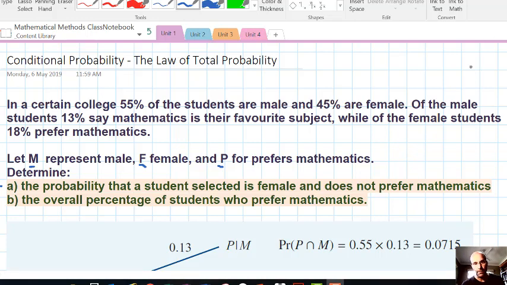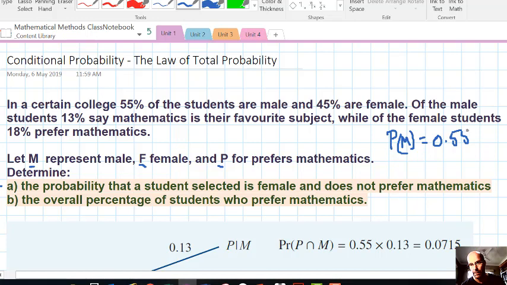So a few things are helpful. It's helpful to turn the written information into symbols, mathematical symbology and notation. So let's go through some of the things we've been told here. If we go back to the start of the question, a certain college says 55% are male, so the probability of being a male is 0.55. So we'll write that in. Probability of male is 0.55. Probability of female is 0.45.